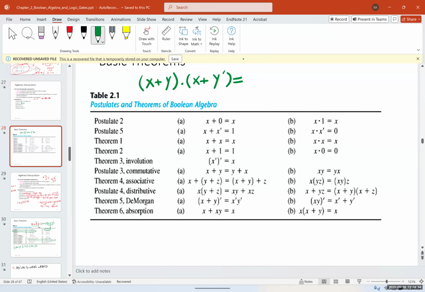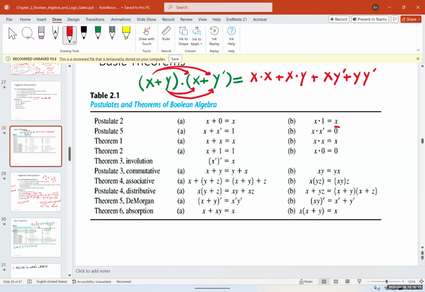Perfect. Yes, that's correct. The answer is x. So I'm going to solve it two different ways. First way, we can just simply multiply these two parentheses. So it's going to be x times x, and then y times x and y prime. Now, if I do that, we would have x and with x plus x and with y plus x y prime plus y prime.